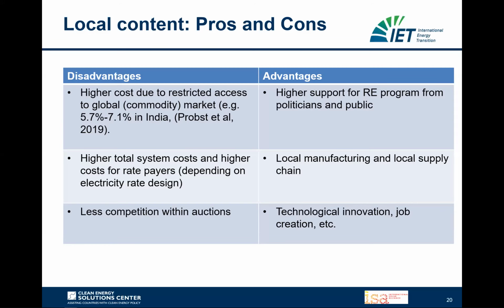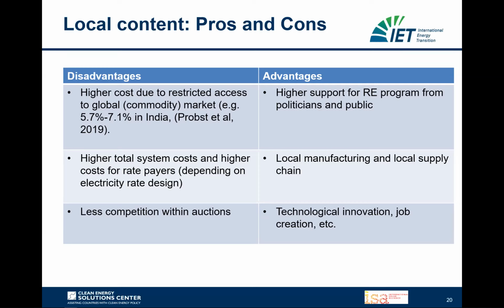Let's now look at some of the advantages and disadvantages of local content requirements. First of all, disadvantages. As I mentioned before, by incorporating these other renewable energy policy objectives like local content into your auction design, you normally have to face slightly higher costs because you have a restricted access, in this case, to some of the commodities.